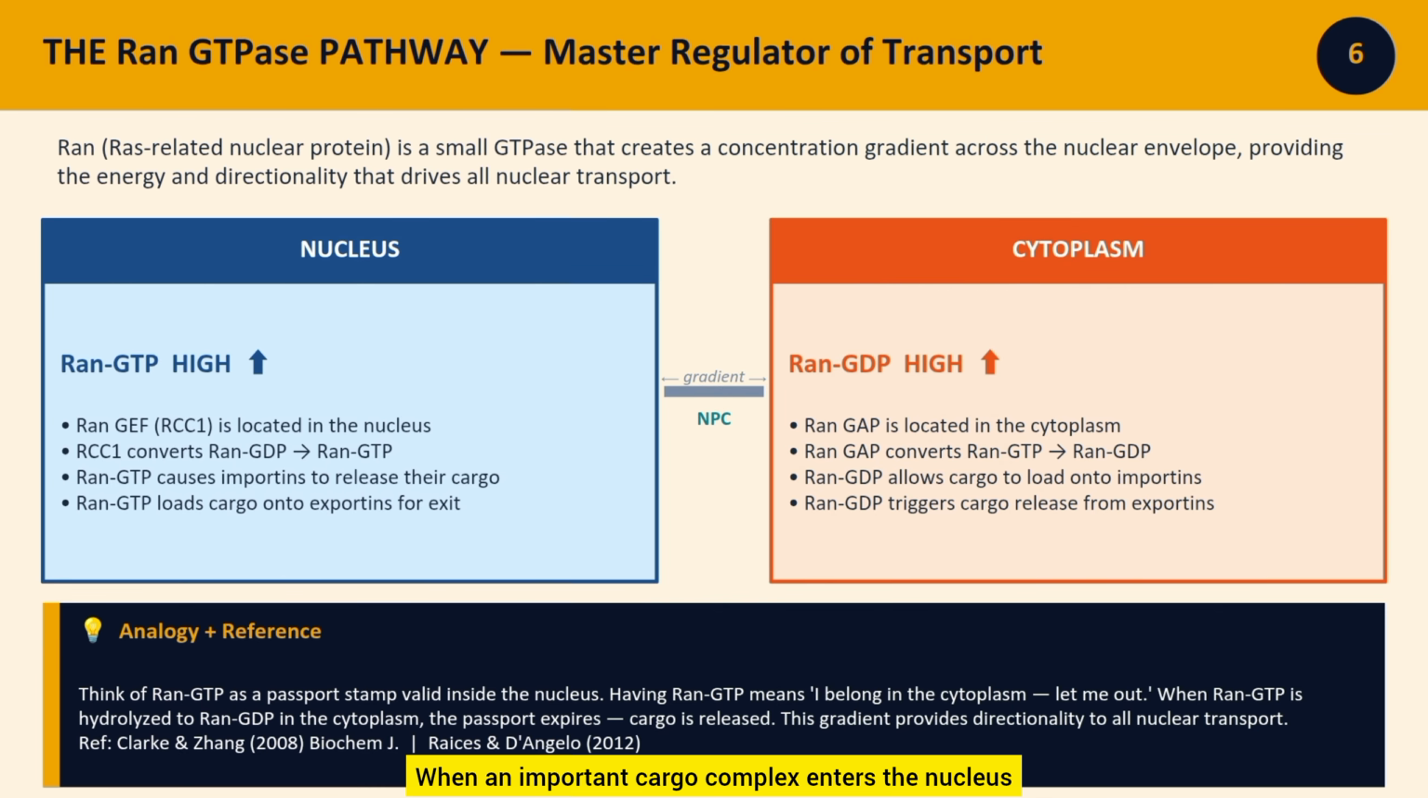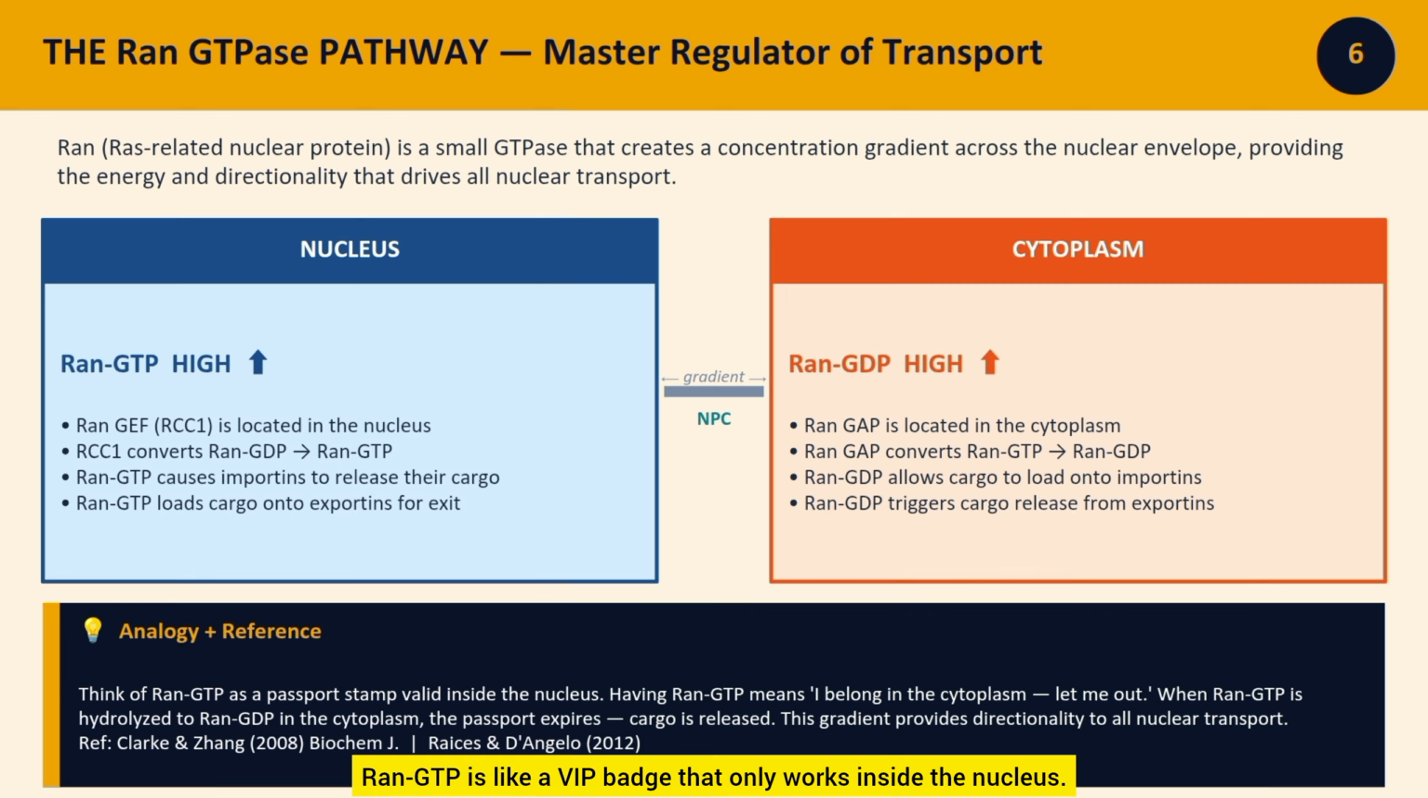When an importin cargo complex enters the nucleus, it encounters RAN-GTP. RAN-GTP binds the importin and causes it to release its cargo inside the nucleus. Perfect, the protein has been delivered where it needs to go. When an exportin cargo complex leaves the nucleus and reaches the cytoplasm, the RAN-GTP on board gets converted to RAN-GDP by RAN-GAP. This change in RAN causes the exportin to release its cargo in the cytoplasm. Perfect delivery again.